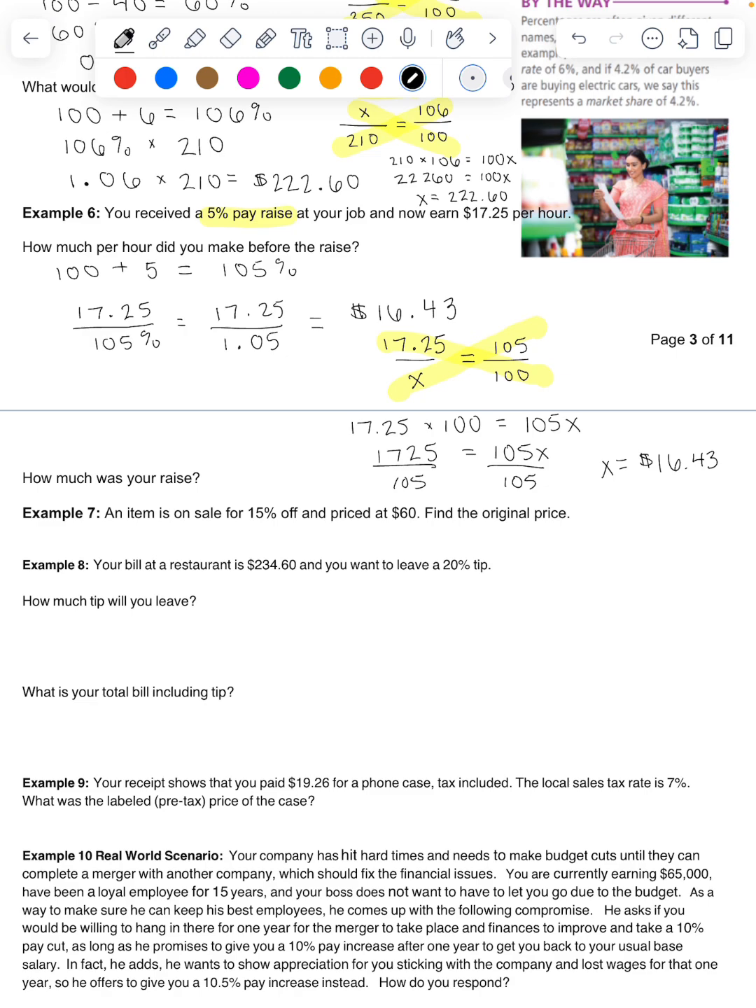How much was your raise? I almost missed that question. It's like sneakily down there. So your raise was $17.25 minus $16.43. $17.25 minus $16.43. I got an 82-cent raise.